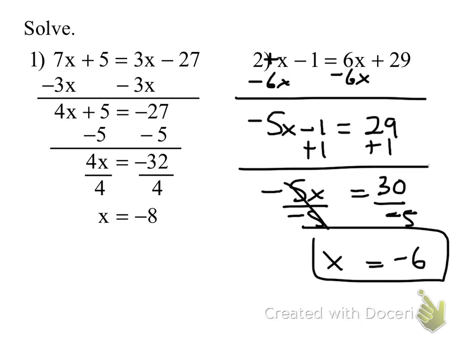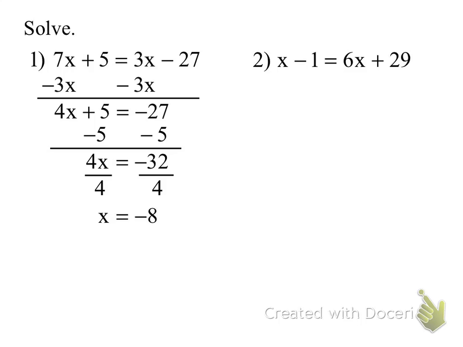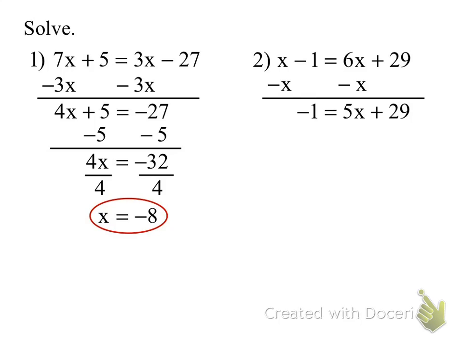But my point is that we could have moved the negative 6x, or we could have moved the positive x. So if that's positive x, Hillary, what else could I have done? Instead of moving 6x, what other x could I have moved? And what's the inverse operation of x? Is that positive or negative? It's positive, so you could subtract it. We subtract an x. And then I'm left with negative 1 equals 5x plus 29.